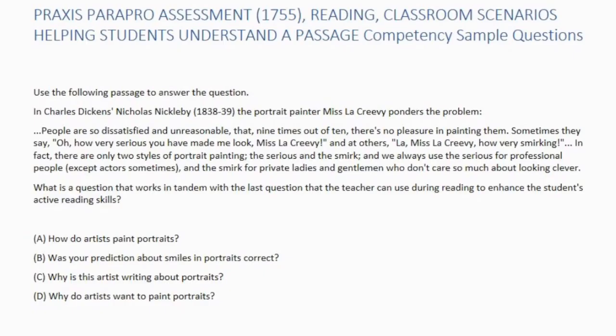Well, the following paragraph gives the instructor an opportunity to ask students about the predictions they previously made. Reflecting on this prediction and comparing it to the answers allows students to develop critical thinking and active reading skills. So B, was your prediction about smiles and portraits correct, may definitely be the answer choice. For answer choice A, the passage didn't tell us how to paint portraits, why the artist is writing about portraits, or why artists want to paint portraits. So therefore, B is the only possible correct answer choice. Was your prediction about smiles and portraits correct?